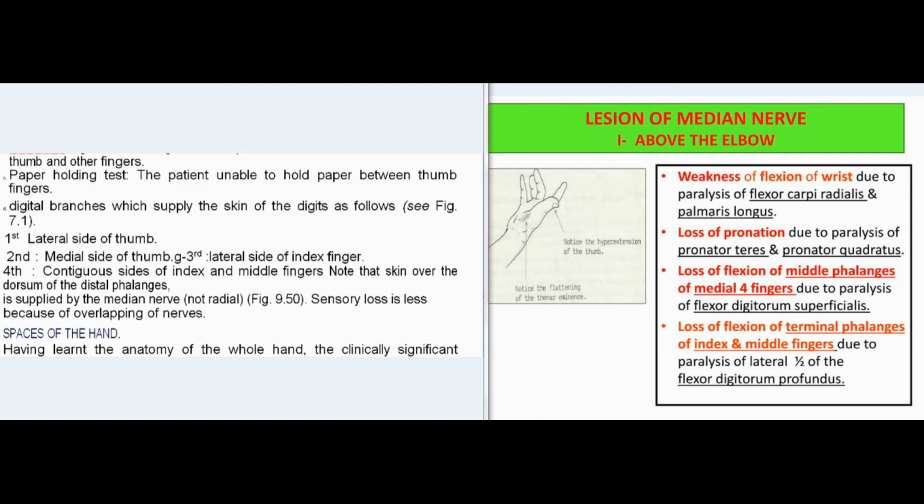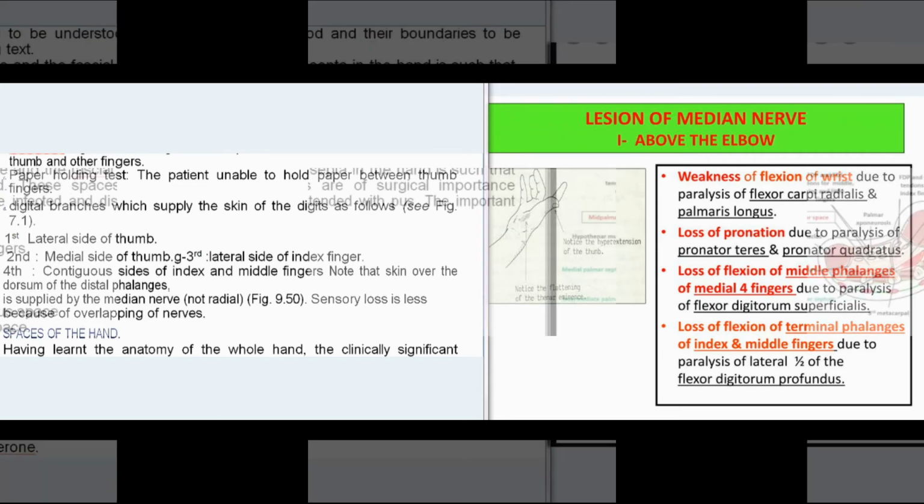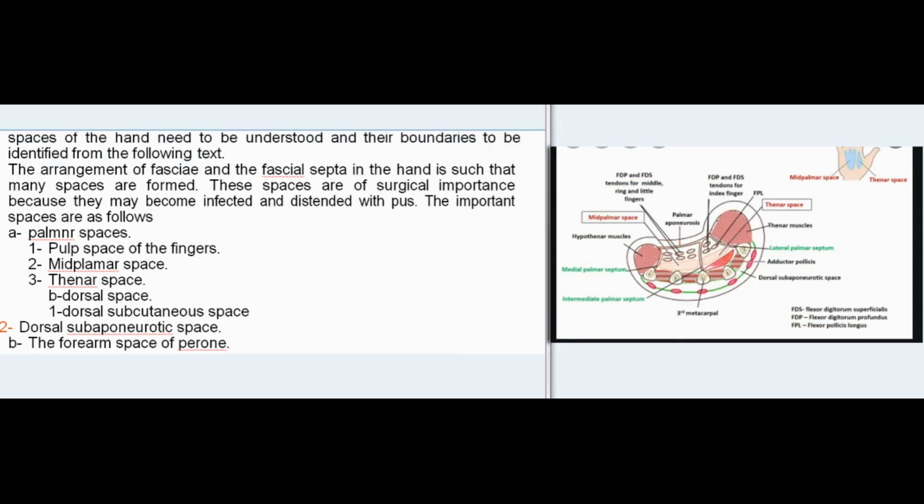Spaces of the hand. Having learned the anatomy of the whole hand, the clinically significant spaces of the hand need to be understood and their boundaries to be identified from the following text. The arrangement of fasciae and the fascial septa in the hand is such that many spaces are formed. These spaces are of surgical importance because they may become infected and distended with pus.